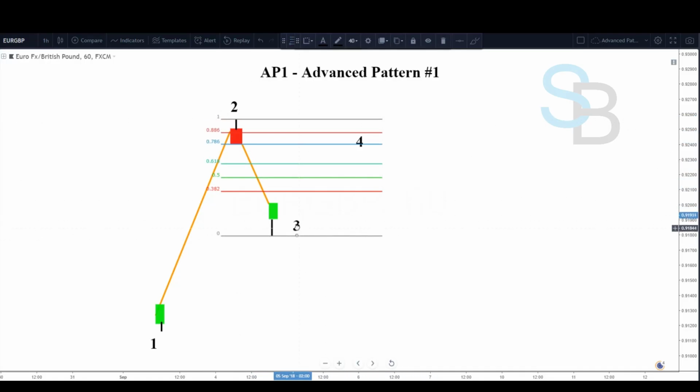Once we have that Fibonacci retracement pulled, what we're looking for out of this market is at least a 382 retracement, our red line right here. A 38.2% retracement of 2 down to 3 for the bullish form of this pattern is what we're looking for for point number 4.